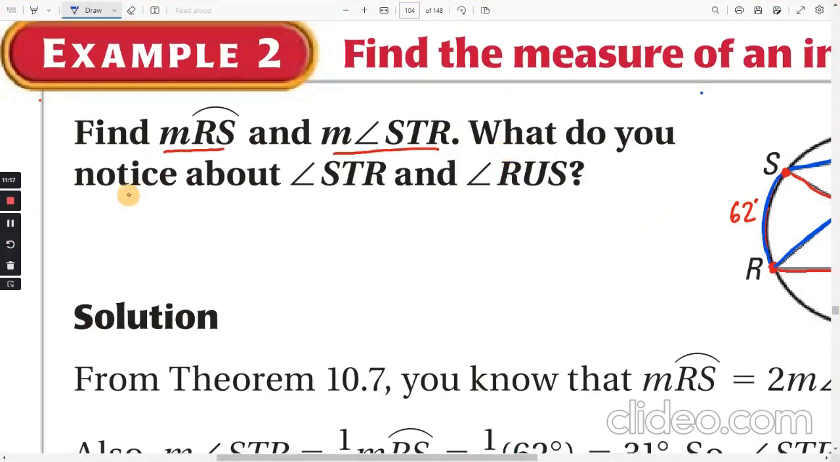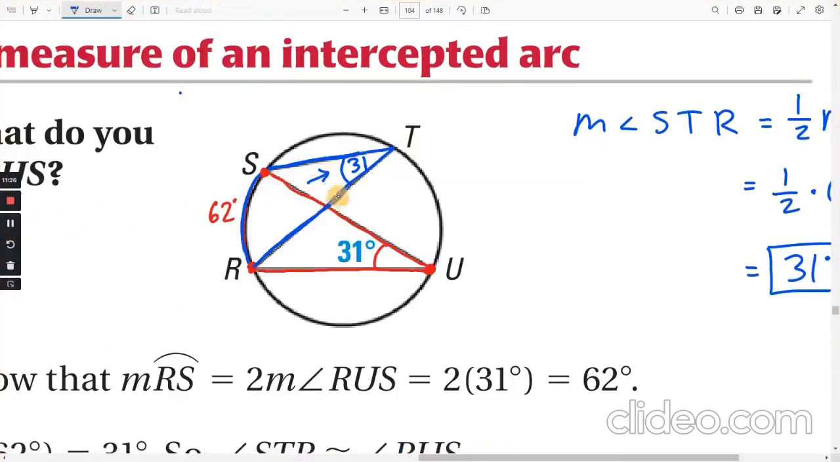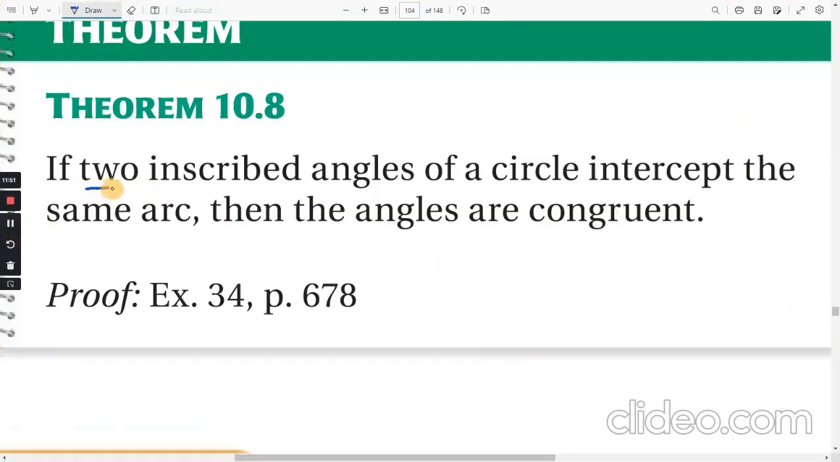What do you notice about angle STR and angle RUS? Here is STR and here is RUS. We can see those angles are equal measure, or congruent, and that's because they both intercept the same arc. They both extend and reach arc RS, so that's why the angle measures are the same. If two inscribed angles of a circle intercept the same arc, then the angles are congruent.